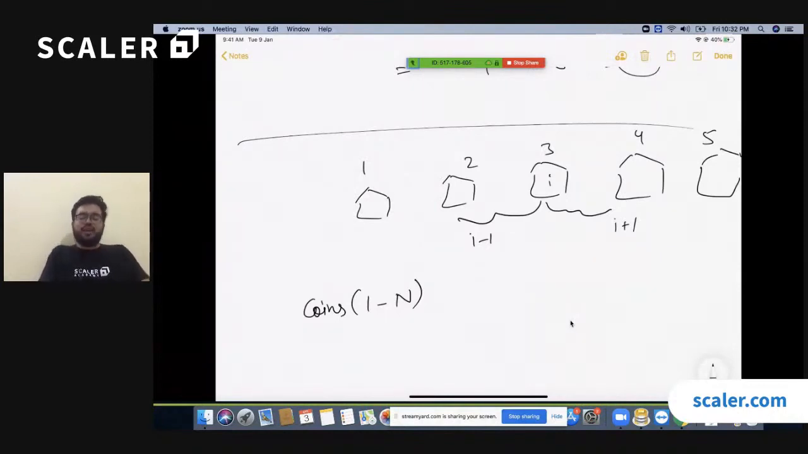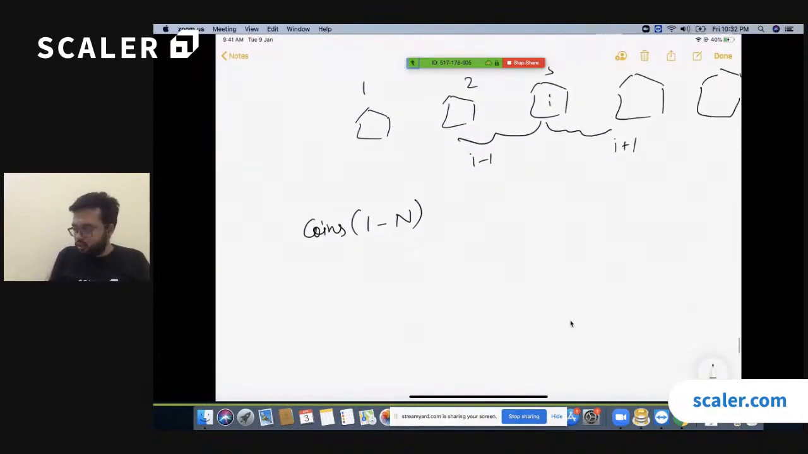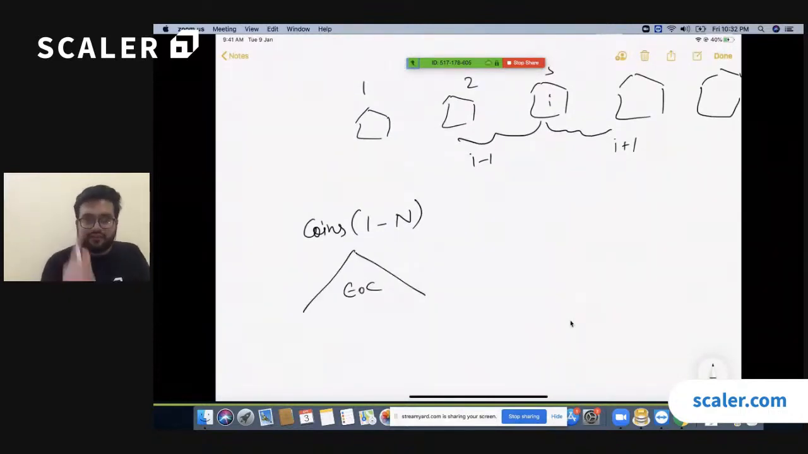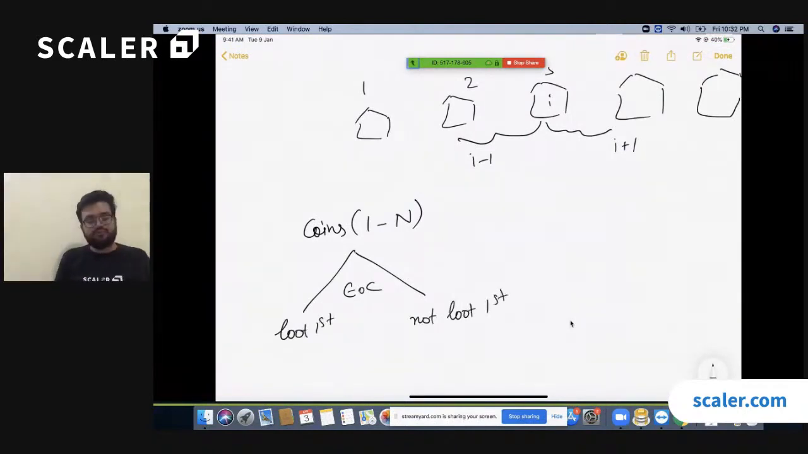Let's say I have a problem of finding the maximum coins that I can loot from the first till the nth house. Now I say that to look at this problem, you again have an element of choice. When you are at the first house, you can choose to loot the first house, or you can not loot the first house.